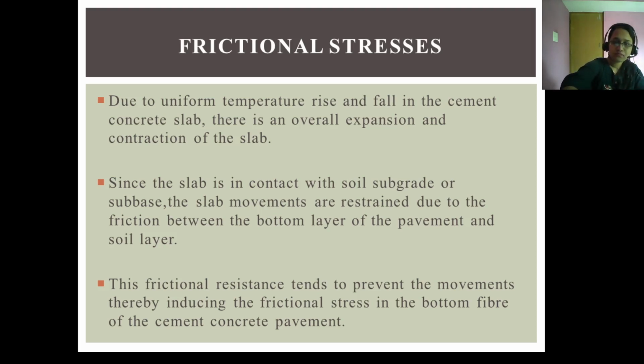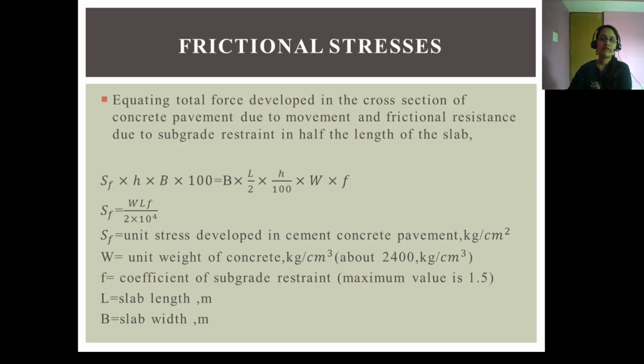Okay, so equating the total force developed in the cross section of the concrete pavement due to the movement and the frictional resistance due to the subgrade restraint in half the length of the slab: S_f into h into b into 100 equals b into L upon 2 into h upon 100 into W into f. S_f is the unit stress developed in the cement concrete pavement. W is your unit weight of the concrete. f is the coefficient of subgrade restraint. Value is taken maximum as 1.5. L is your slab length and b is the slab width.